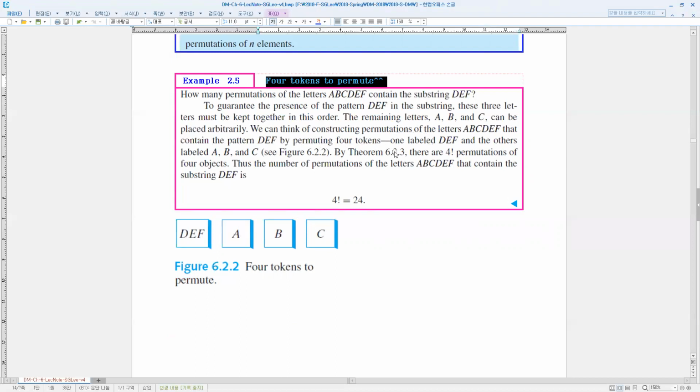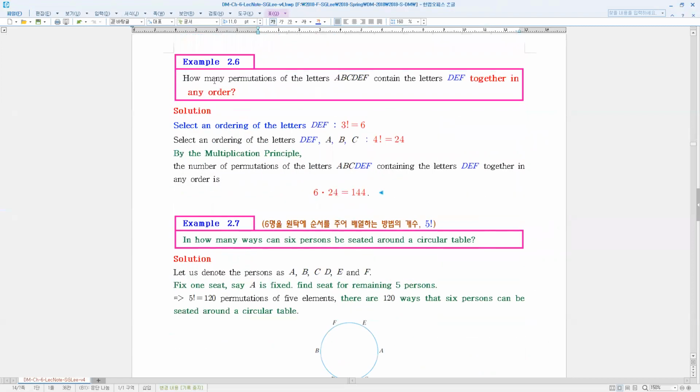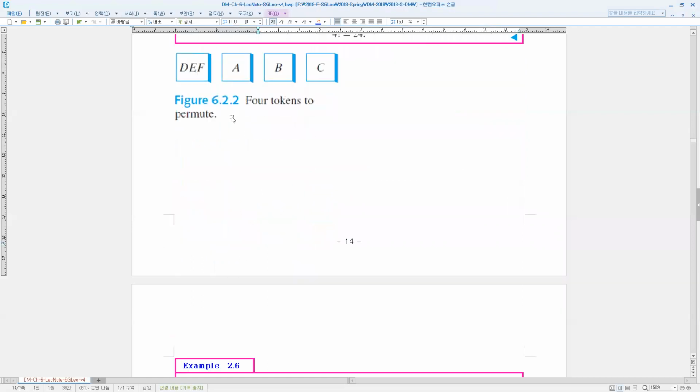So how many do we have? We have 4 different objects to be arranged. So we have basically 4 factorial. It's the number. Okay, so actually this is the same one.